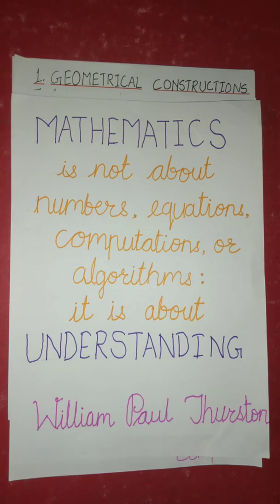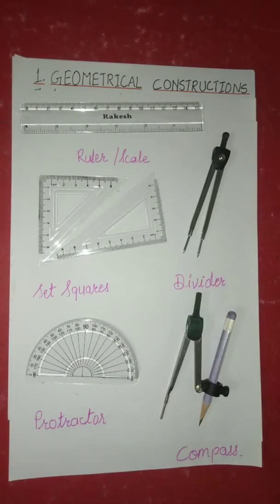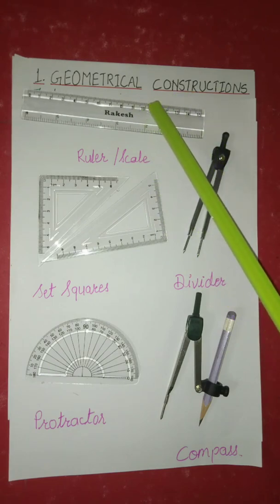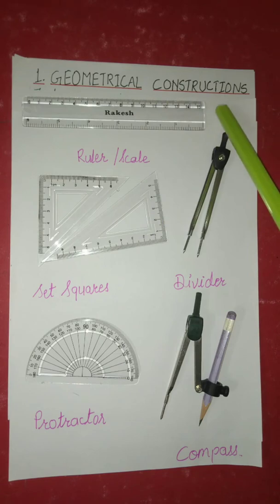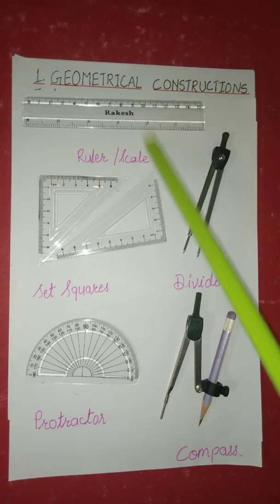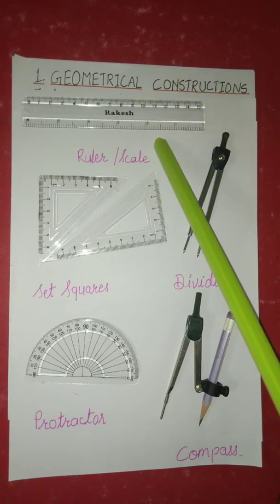Now, we will start with our first topic, geometrical construction. So, let us first get acquainted with the geometrical instruments. Here the first one is ruler. Everyone knows we call it a scale also. You know the use of ruler? It is used to draw the segment of given length. It is also used to measure the length of a given segment.